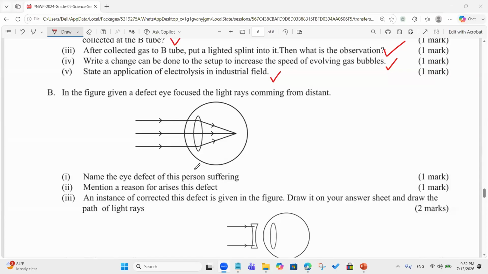Name the eye defect of this person. We answered that: it is short sight. Mention a reason for this defect arising. What are the reasons? We learned two reasons.